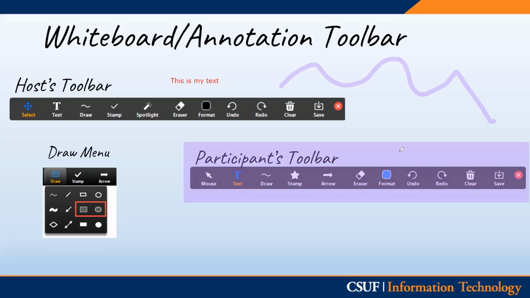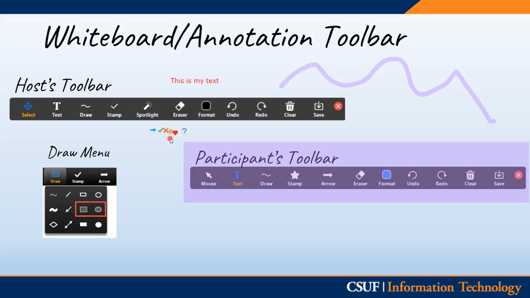The next one is stamps, and there are some preset stamps that are available. So I have an arrow, check mark, X, a star, heart, and a question mark. So I can't change any of these. I can't change the color. I can't make them bigger. I can't really do much with them.